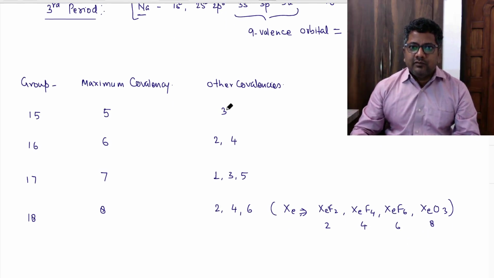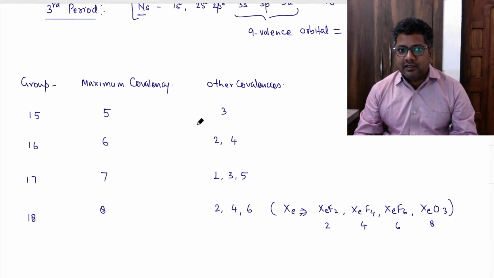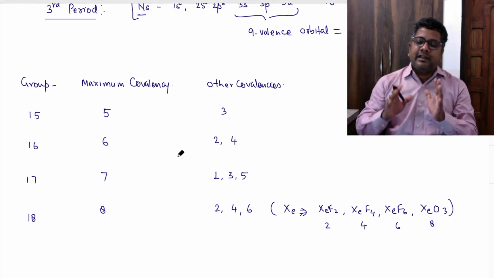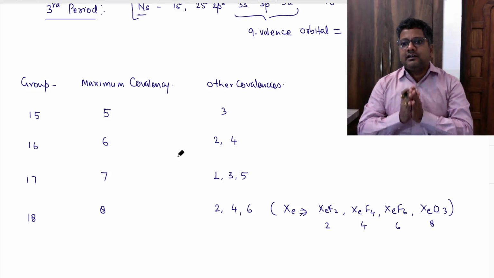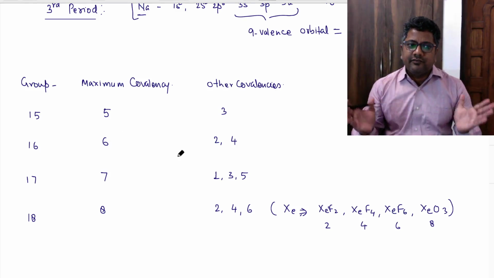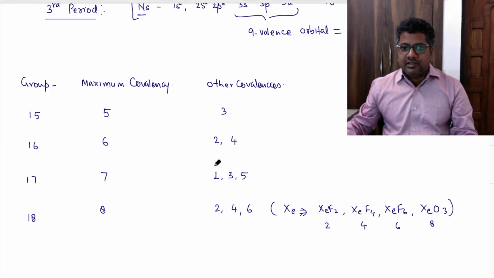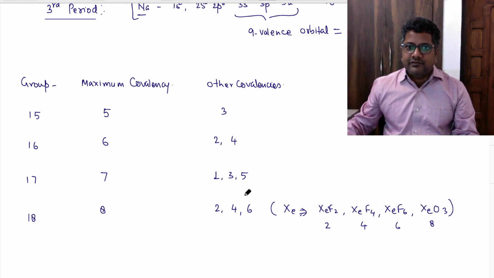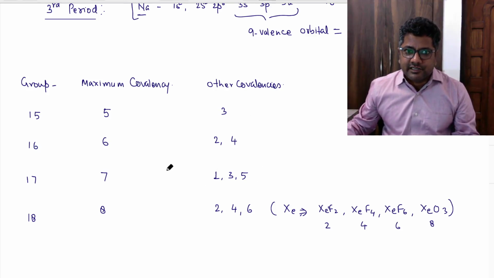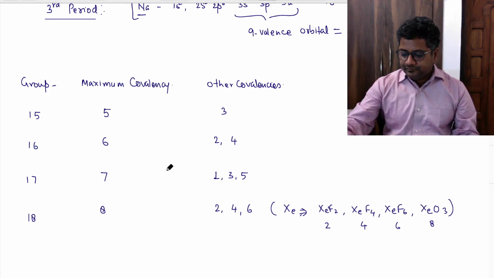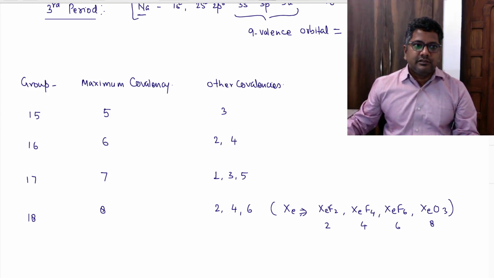electrons in the valence shell, right? We will work out how to justify this maximum covalency and other covalencies on the basis of electronic configuration and understanding of orbitals. You can very easily explain this. I will definitely show you how these valencies and covalencies are satisfied for these groups and elements, right?